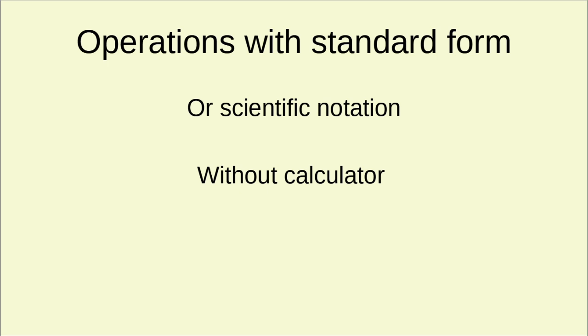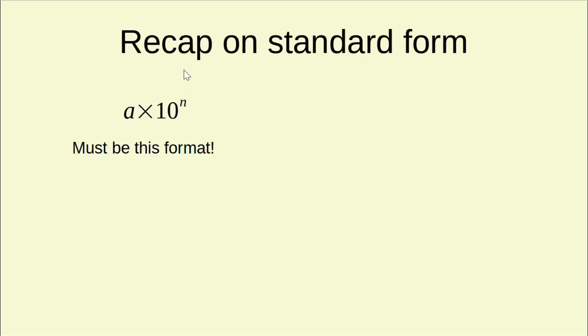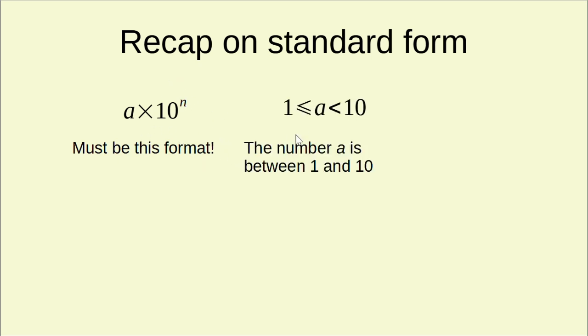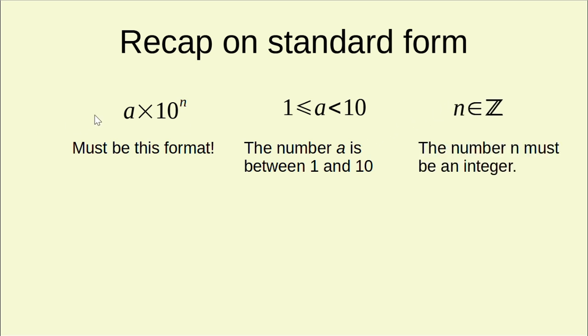All right, so let's start with a quick recap of standard form. Everything's in this format: a times 10 to the n. It's all about the powers of 10. But remember, a has to be between 1 and 10. It can be equal to 1, has to be less than 10, 9.99999. And the n has to be an integer, a whole number. It can be positive or negative, but has to be an integer.